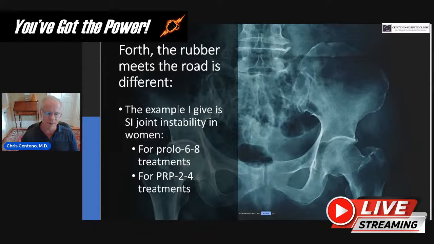So for prolotherapy, that's 6 to 8 treatments. For PRP, it's generally about 2 to 4 treatments, and you might say even 3 to 4 as well. So generally about half as much for PRP as for Prolo to get to the same level of ligament tightening.